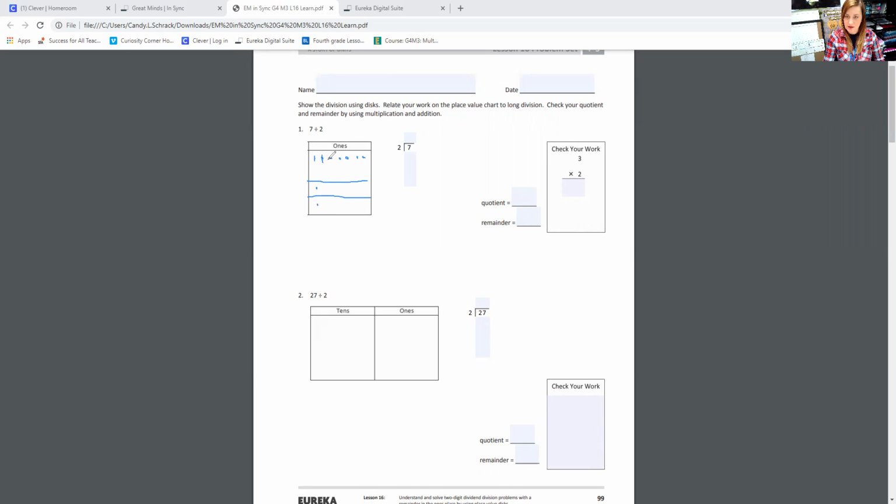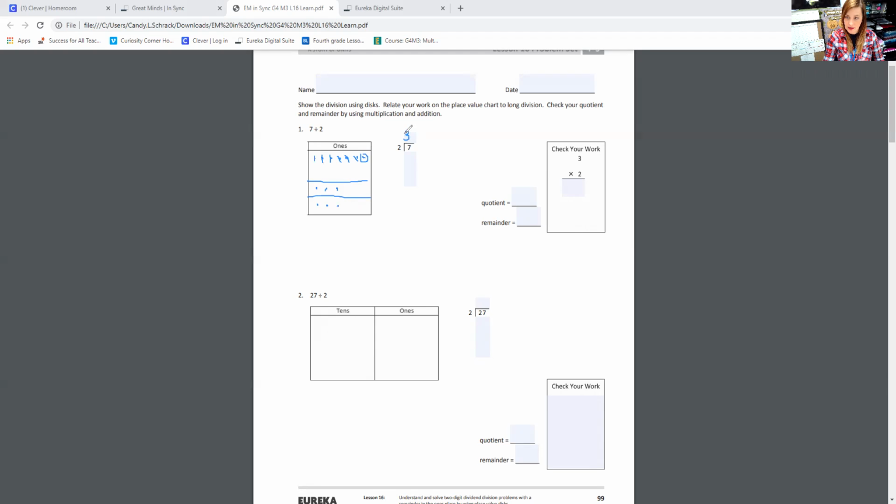One for you, one for you. One for you. One for you. And I have one right here that didn't go because I couldn't give one to each group. So when I say 7 divided by 2, let's see how many are in each group. 1, 2, 3. So I can put my 3 here.